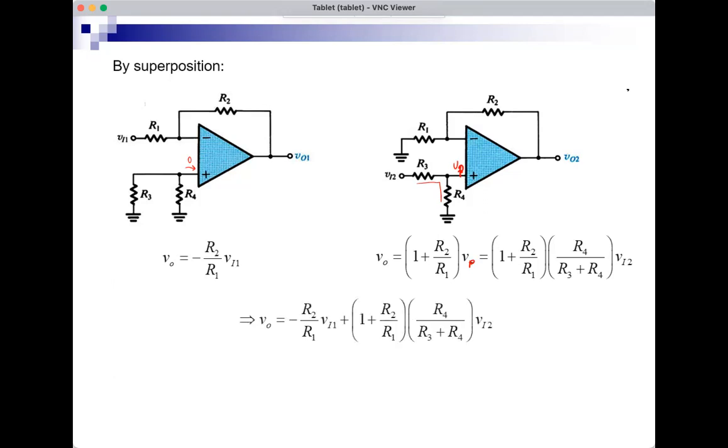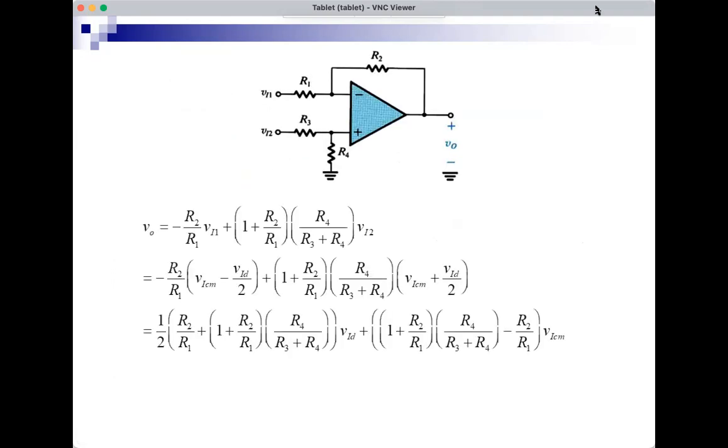With superposition now, I can find the voltage when I have VI2 and VI1, and that will be minus R2 over R1 VI1 plus the longer expression for VI2, 1 plus R2 over R1 times R4 over R3 plus R4 times VI2. Okay, so this is what I get, and now I will need to do some mathematical expansion here. So I will take this and replace them with VICM minus VID over 2 for VI1 and VICM plus VID over 2 for VI2.